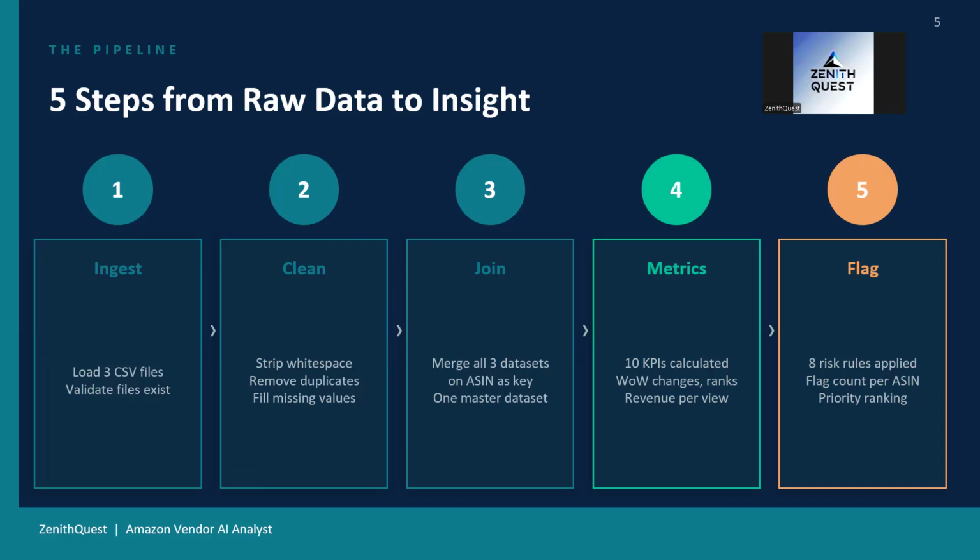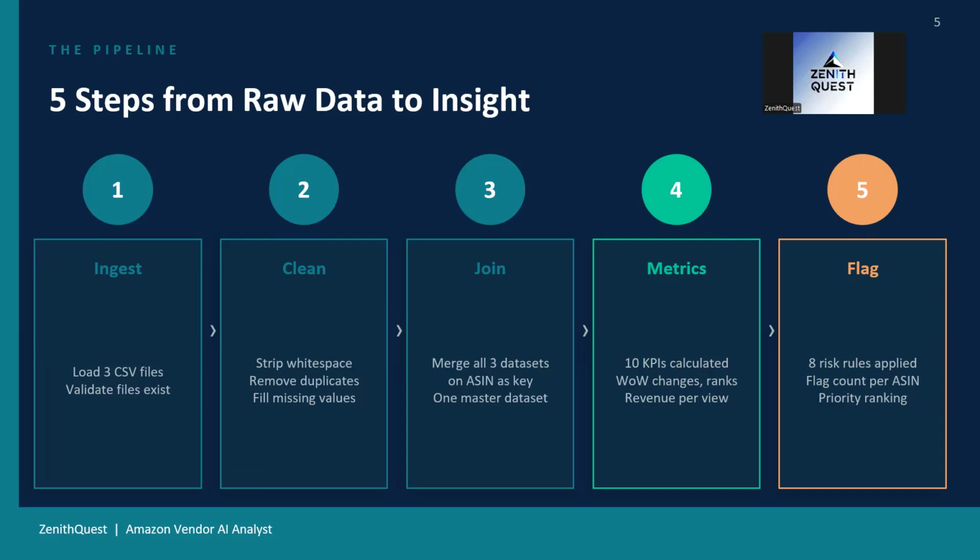Step four is the metrics part. It calculates 10 business KPIs, including week on week sales, which we mention as WoW, and revenue and traffic changes. Step five is flagging. It applies 8 risk rules and assigns a flag count to every product. The higher the flag count, the more urgent that product needs attention. Once all 5 steps are done, GPT takes over and generates the analyst report.